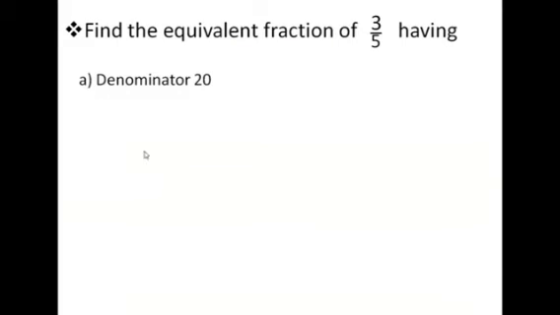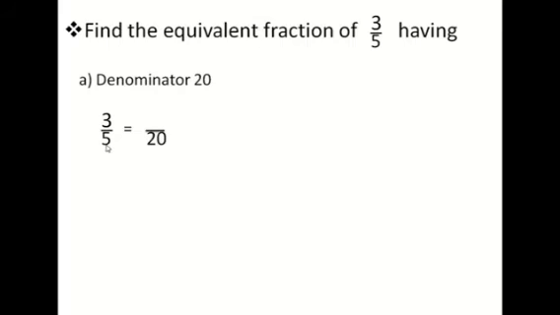Look at this sum. Find the equivalent fraction of 3 by 5 having denominator 20. So you have to find out an equivalent fraction of 3 by 5 where the denominator will be 20. So you start working out with me. So 3 by 5 is the value of the fraction. You have to find out the equivalent fraction where the denominator will come as 20.